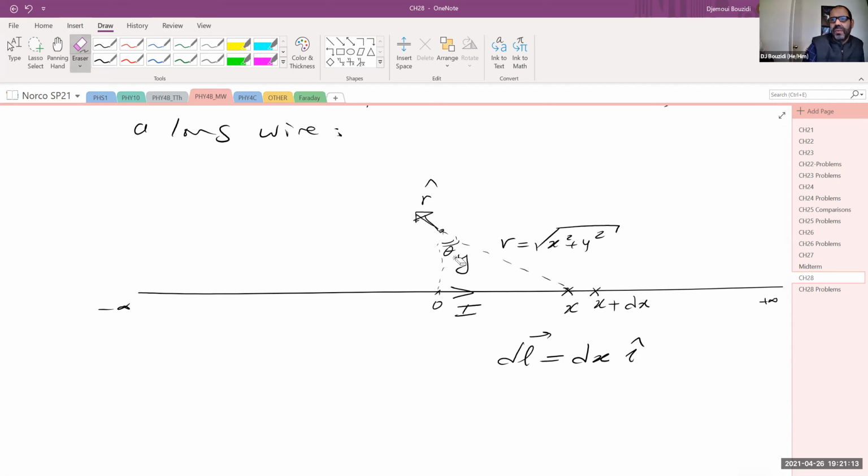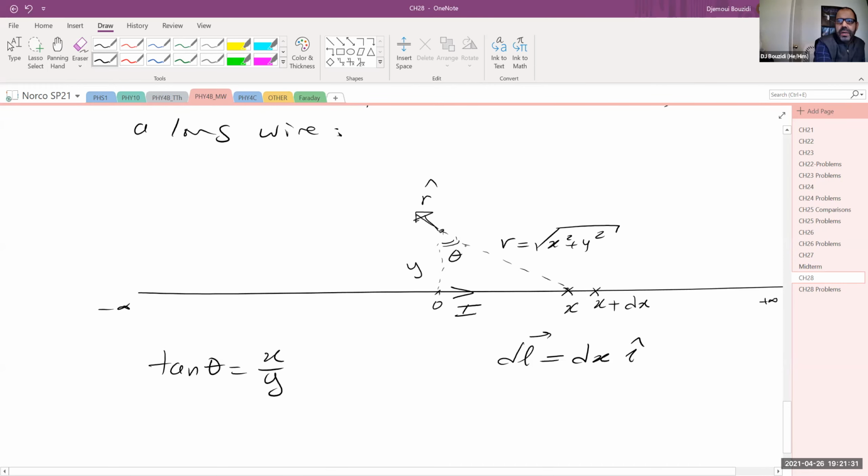Let me remove this y from here, because it's in the way of things right now. So this angle is theta, and this distance is y. First of all, tangent theta, you can clearly see that tangent theta is x over y, opposite over adjacent. The direction in here is in the negative I hat direction. So this is your vector I hat, by the way, and this is your vector j hat.